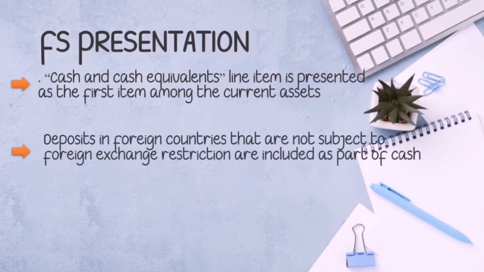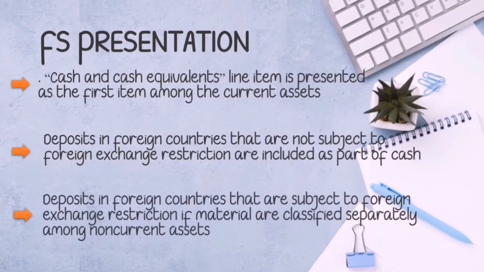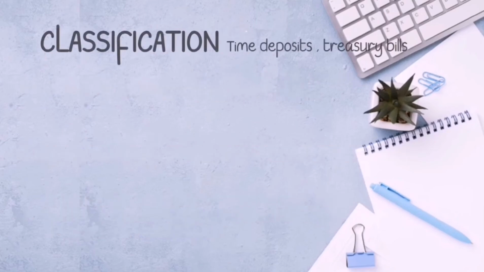So, deposits in foreign countries that are not subject to foreign exchange restrictions are included as part of cash. So, di ba one definition of cash natin is that it must be unrestricted, kaya pasok ito. While deposits in foreign countries that are subject to foreign exchange restrictions, if material yung amount, they are classified separately as non-current assets. So, we now go to the classifications of the time deposits, treasury bills, and money market placements.